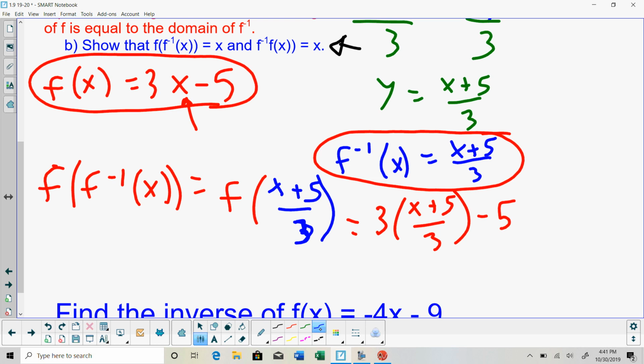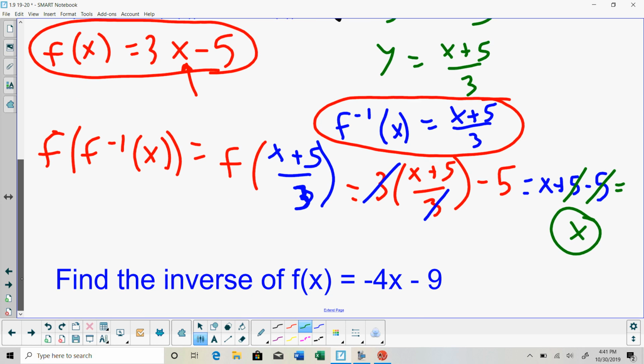And again, we're going to show step by step what happens. This 3 can divide out with this 3, so we get x plus 5 minus 5. Then we show that these 5s subtract off, so we get x. If you try to do both those steps at the same time, I'm going to have to mark it wrong. So make sure you show step by step, one step at a time, what you get.